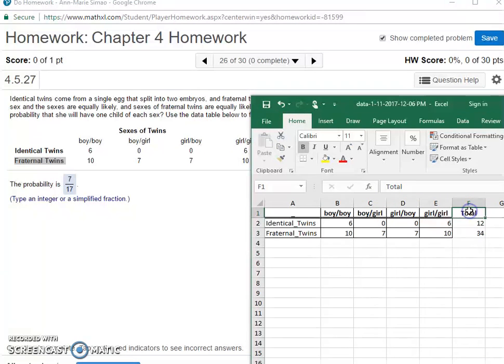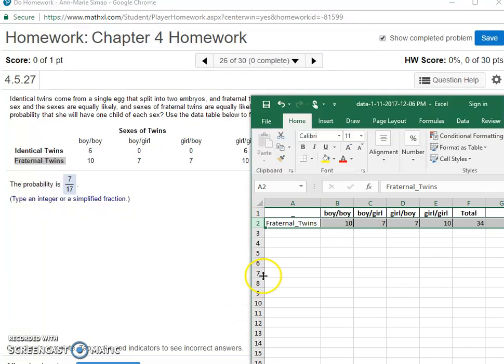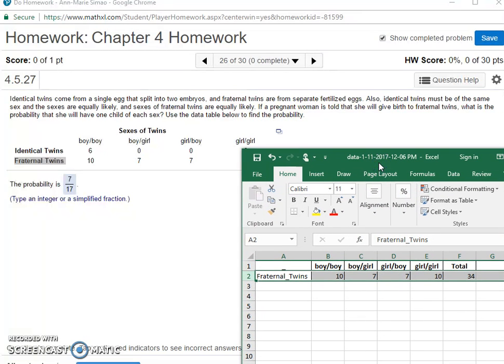First thing I'm going to do is create a total column. I'm going to add up all these to get 12. I'm going to add up all these and get 34. Next thing I can do on this question, get rid of identical twins. They give me information about it, but the question is not asking that. The question is asking, the pregnant woman's told she's going to have fraternal twins. So I only care about the 34 fraternal twins here. The probability of one of each sex? Well, 7 are boy, girl, 7 are girl, boy. So that's going to be 14 out of 34.